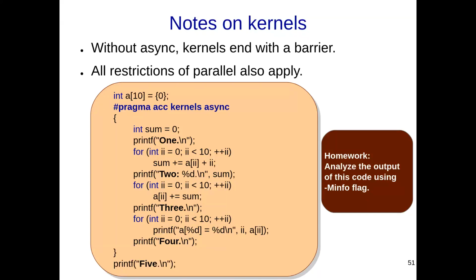Okay, so let's analyze this output, although I have mentioned it as homework. Let's analyze it here. What will be the output of this code? I have added this kernels async here now. And apart from three, I have also added four, and five also. So please analyze this output. I request everybody to try it out in your copies or online. And if there are any questions, let's discuss.